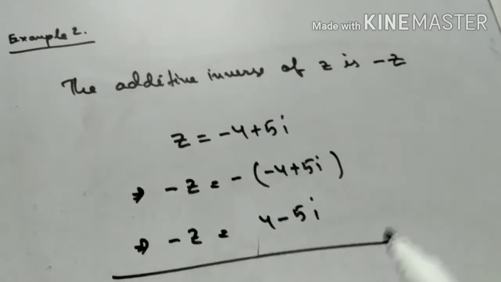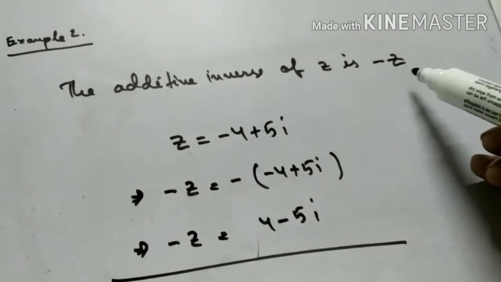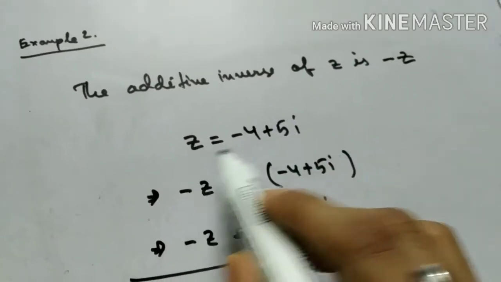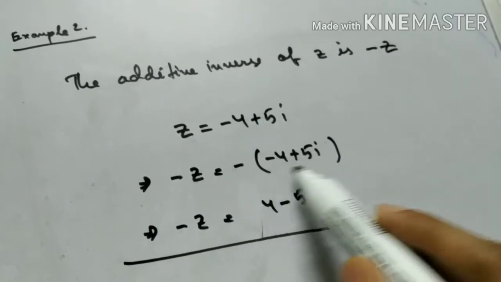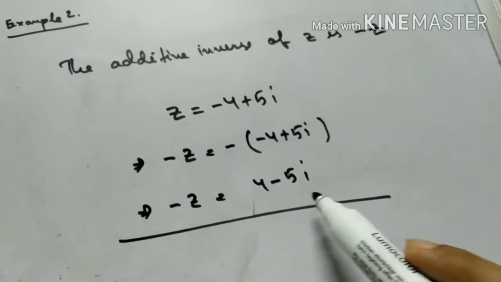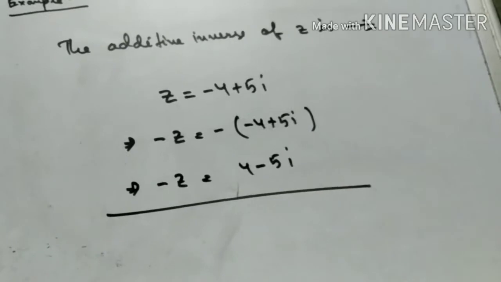Okay, so the additive inverse of z is -z. So z is equal to -4 plus 5i. On both sides, minus z is equal to 4 minus 5i.